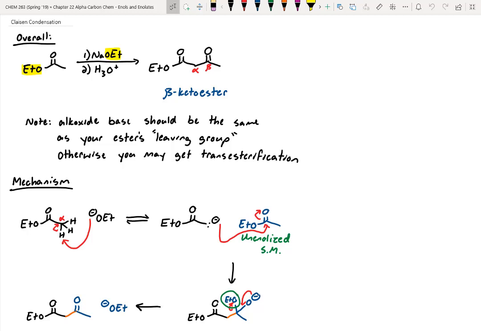All right, so yesterday we talked about the Claisen condensation. We said with the Claisen condensation, you can approach it one of two different ways. The first way we saw is where you take one ester and you have it react with itself to form some sort of beta keto ester. And we said that the base you pick has to have the same properties as your leaving group, right? So if you've got ethoxide acting as a leaving group, you want to use ethoxide as your base.